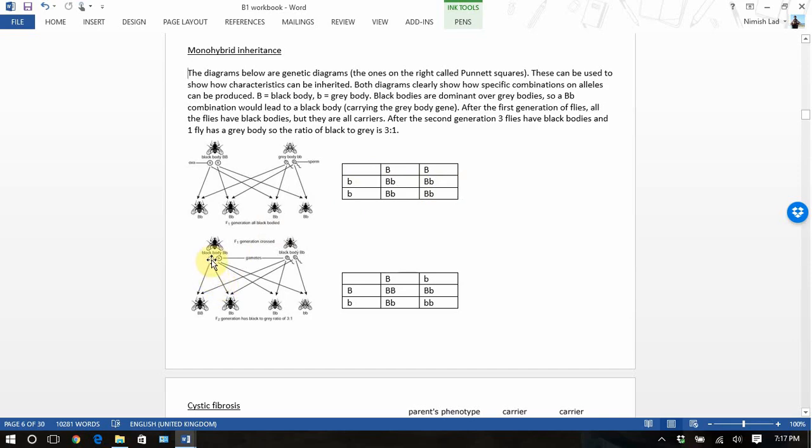If I have a black body over here though, that's big B, little b, and a black body over here, and that's big B, little b as well, there's a percentage chance that these could end up with a grey-bodied fly. So, big B, black body, big B, little b, black body, carries that to the next generation. Big B, little b, again, carrier, carries that on to the next generation. Little b, grey body. So because these are both carriers, you could end up with a grey body fly. I'd just like to point out that in the first diagram, again, these are 100% carriers. 100% black body, but 100% carriers with that grey body.